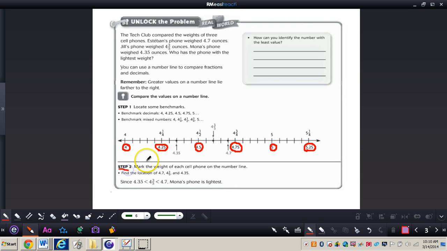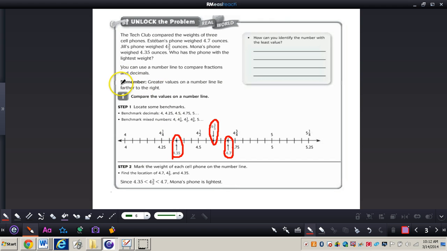Now, step 2, it says mark the weight of each cell phone on the number line. So this is already done for us. I cleared everything out of there just to make it a little bit easier. So first of all, we need to find 4 7/10, and we can see that that is located right here on my number line. Okay, and then after that, 4 3/5, they've already located that as well. And finally, 4 3/5, right there on my number line.